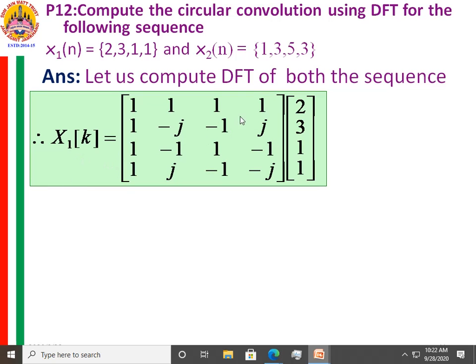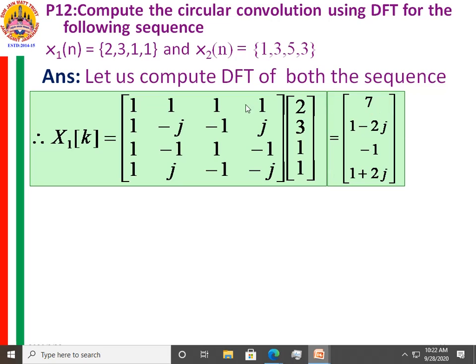X1 of k is equal to, I use the matrix approach to obtain the DFT, which is the easier one. So this is W matrix. To this W matrix, we multiply it with this sequence x1 of n. Now by this row and this column multiplication, we obtain x1 of 0. By the second row and this column multiplication and addition, we obtain x1 of 1, then x1 of 2 and x1 of 3. So if you do that, you will get this as 7, 1 minus 2j, minus 1 and 1 plus 2j. So you can just verify.